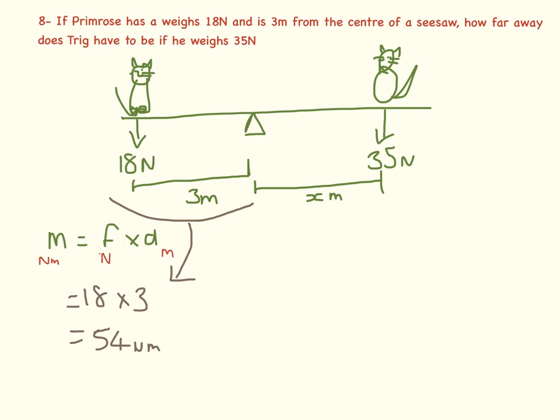54 newton meters, and because this seesaw is balanced, we know that the moment over this side is going to be equal to the moment over this side. So we use our same equation again, except we put our 54 in here. We have 35 as our force, and our distance is the bit that we don't know. So we need to rearrange this slightly.